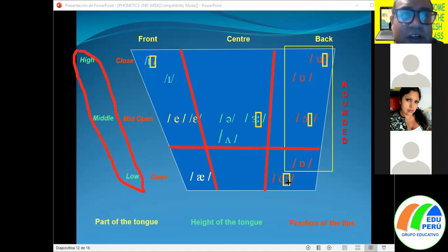Remember, this symbol represents that the sound is long. And the others, obviously, are short. If the symbol doesn't have these 2 points or these two small triangles, it means that these sounds are short. Okay, teacher, I got it. Four characteristics. And what about the fifth? The tenseness of muscles. Teacher, where can I find the tenseness of muscles?